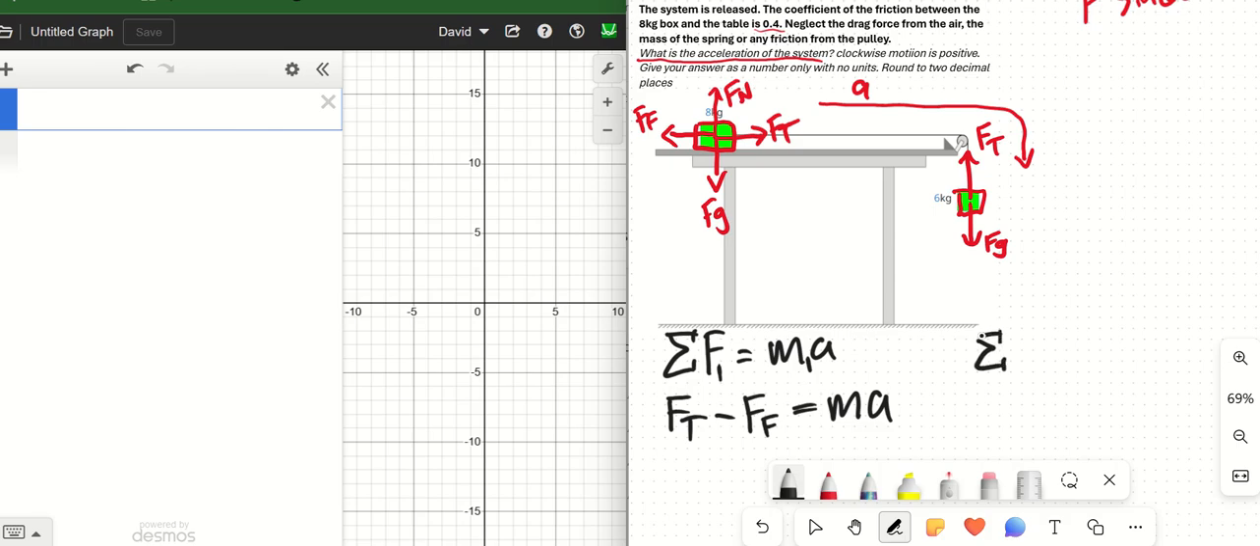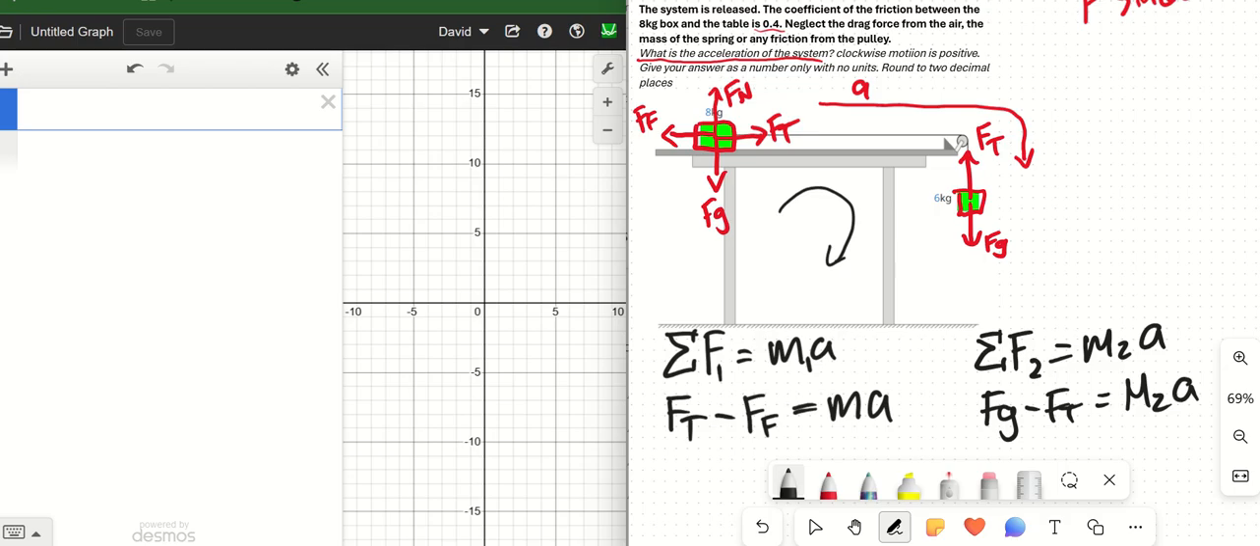So the sum of the forces in this clockwise direction on our second mass is going to be mass 2, and we want to find out what the acceleration is. Now for this one, the force of gravity is in the positive direction, and the force of tension is in the negative direction. And I have my mass 2 multiplied with acceleration. Okay, and this is going to be our 6 kilogram mass, and this is going to be our 8 kilogram mass. Let's see what we can do here.